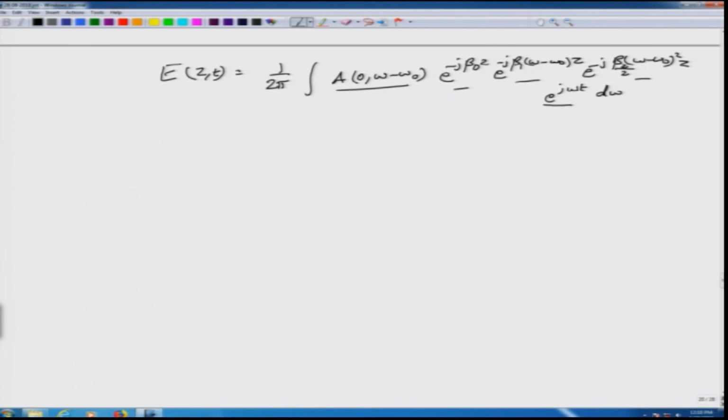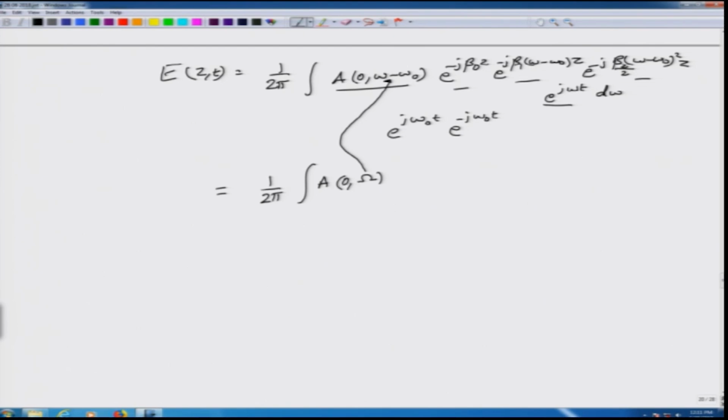Now look at this: this entire thing is a function of omega minus omega 0 rather than omega. So, what I can do is multiply inside the integral the quantity e power j omega 0 t and e power minus j omega 0 t, so that the product is equal to 1 and I have not changed anything. Once I do that, I have a term that is entirely a function of omega minus omega 0, which I will call capital omega, where capital omega is by definition the deviation from omega 0, which is omega minus omega naught.